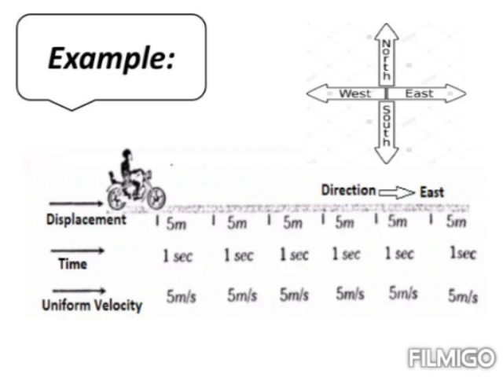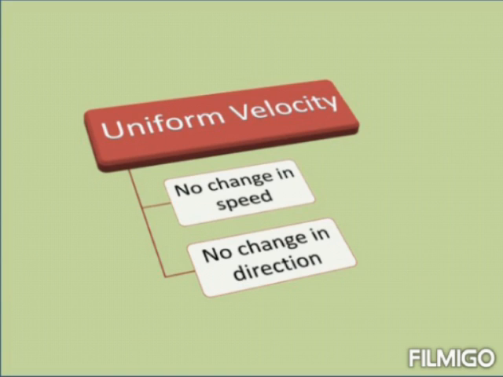Now we have to discuss the uniform velocity. In the first 1 second the displacement covered by the bike rider is 5 meters. In another 1 second the displacement is 5 meters, and throughout, the time interval is the same and the displacement is also the same. So the velocity will be uniform, but there is a direction and the direction does not change during the whole time.